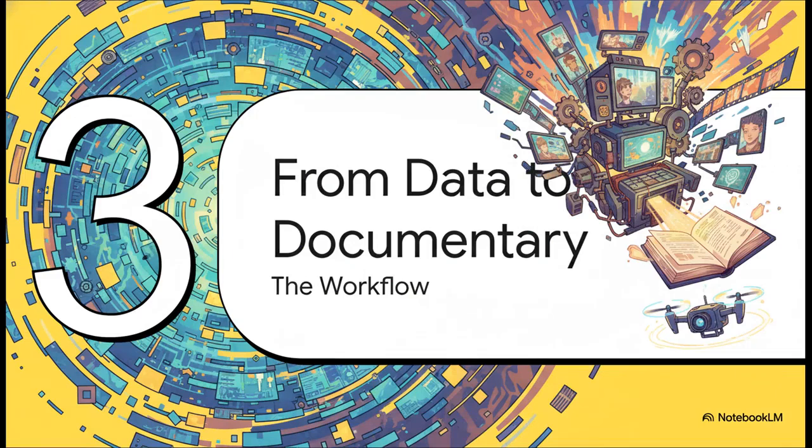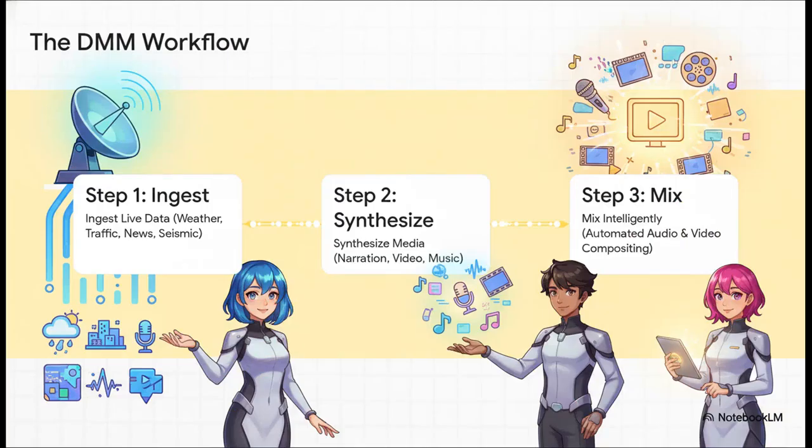Okay, so how does this machine actually pull it off? How does it turn all that raw information into a story that you'd actually want to watch? Let's break down the workflow. So even though there are 27 different nodes humming away under the hood, the entire process really just boils down to 3 pretty elegant steps. First, the machine pulls in live local data, stuff like weather reports or even seismic activity from the USGS. Second, it synthesizes all the media you need, the narration, the video, even the background music. And then third, it intelligently mixes everything together into a finished broadcast-ready piece.